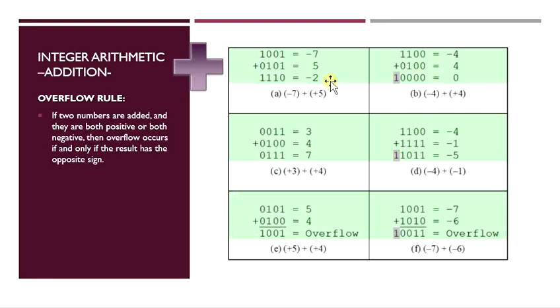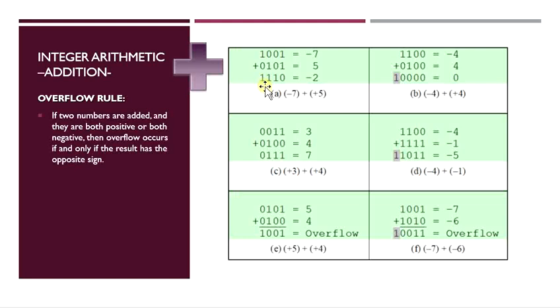For this example, you have negative 7 added to positive 5. For negative 7, you need to convert to 2's complement, and the 2's complement for negative 7 is 1001. Then you do the normal addition with the positive 5, which is 0101. So you get 1110. Here you can see that the MSB is 1, meaning that this is a negative number.